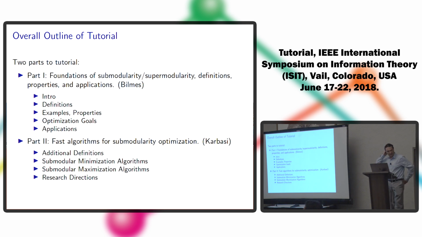Okay, so here's an outline. As Amin said, there's two parts. There's part one, which is the foundations, and I'm Jeff Bilmes, I'm doing part one. It's going to consist of, I guess, five parts: an introduction, some definitions, some examples and properties. We're going to talk about the goals of optimization without actually talking about optimization algorithms or guarantees. And lastly, talk about some applications.